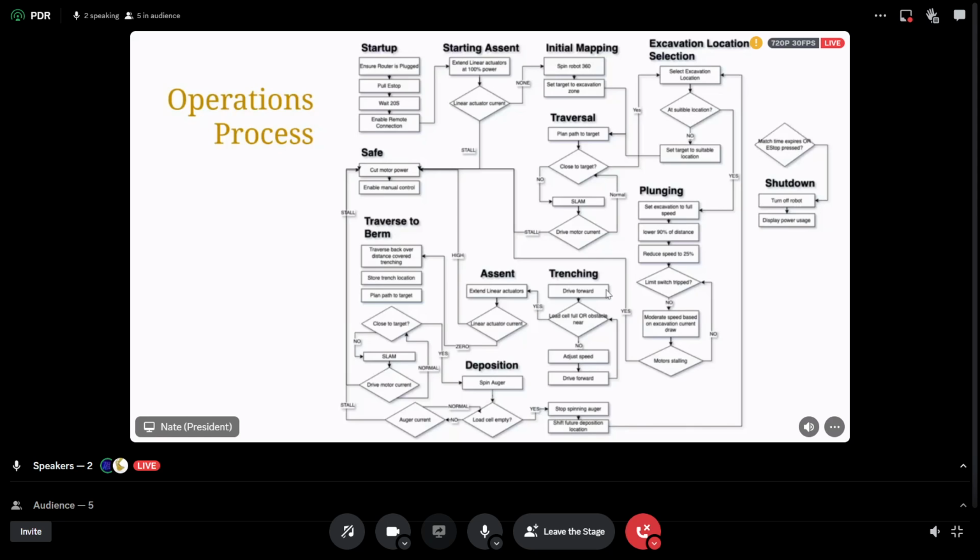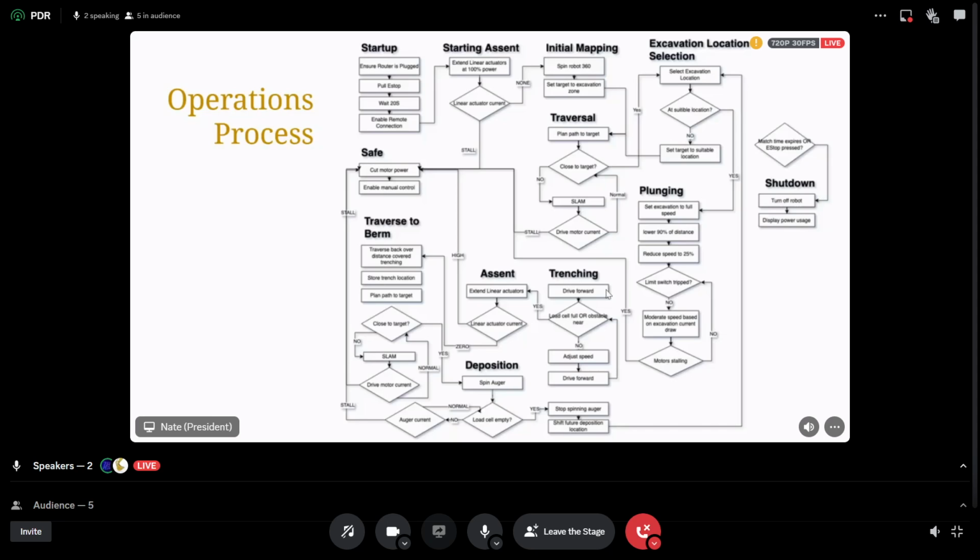This is our operations process that we have designed to take into account all the requirements while meeting the objectives. We have our startup phase where we ensure the robot is ready to go. We wait 20 seconds and establish the remote connection. This is all covered under the startup phase, so it doesn't eat into our time for digging. Then we move to the starting ascent phase where we extend our linear actuators, and if the current on those stalls, we go to our safe phase, which we can go to at many points. If any of the motors are stalling in the safe phase, we cut the motor power and enable manual control.